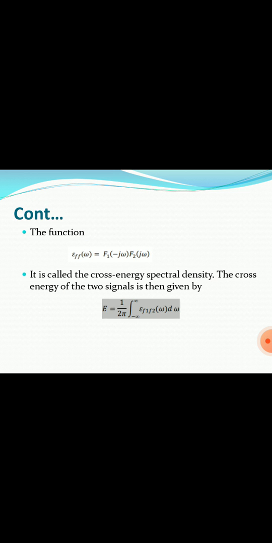So we can write epsilon f1f2 of omega equal to F1(minus j omega) F2(j omega). Here it is the cross energy spectral density. E equal to 1 by 2 pi integral from minus infinity to infinity of epsilon f1f2 of omega d omega. Instead of F1(minus j omega) into F2(j omega), we are substituting epsilon f1f2 of j omega.